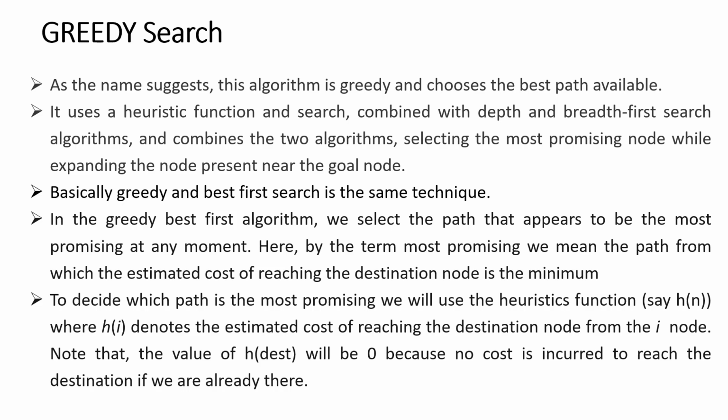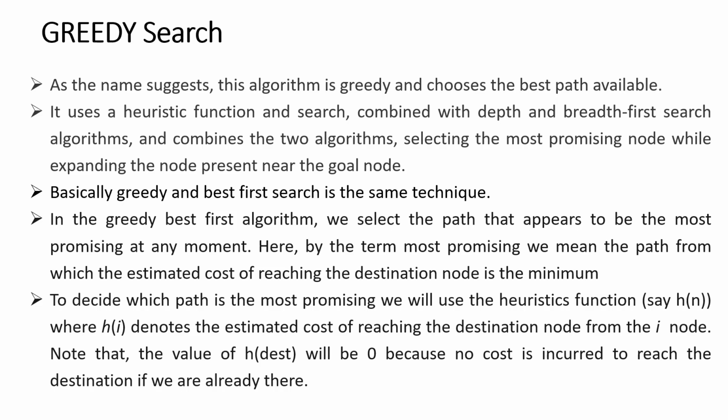Here we use the concept f of n equal to h of n. h of n we already know is the estimated cost from the node n to the goal. f of n is the evaluation function used to select the node.